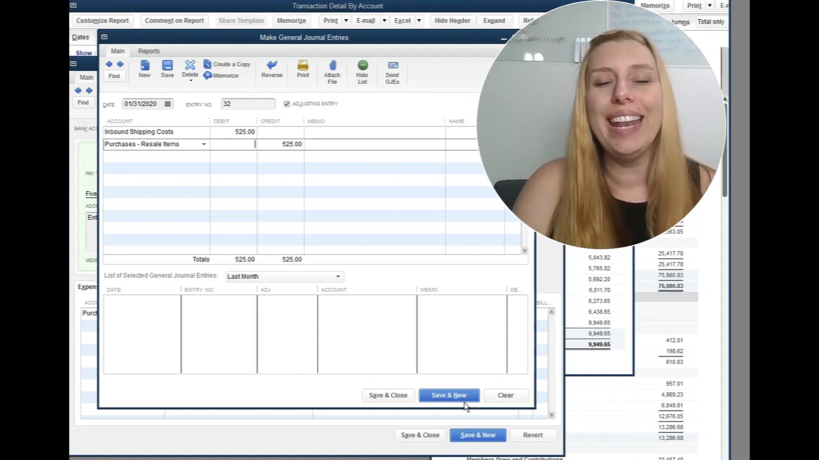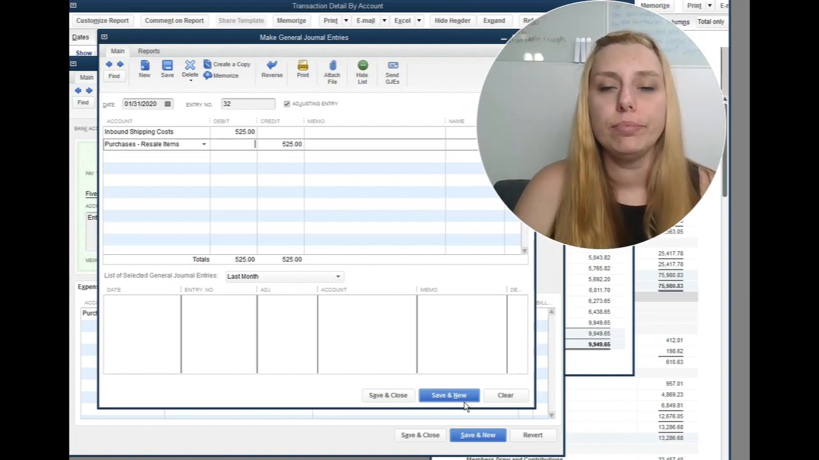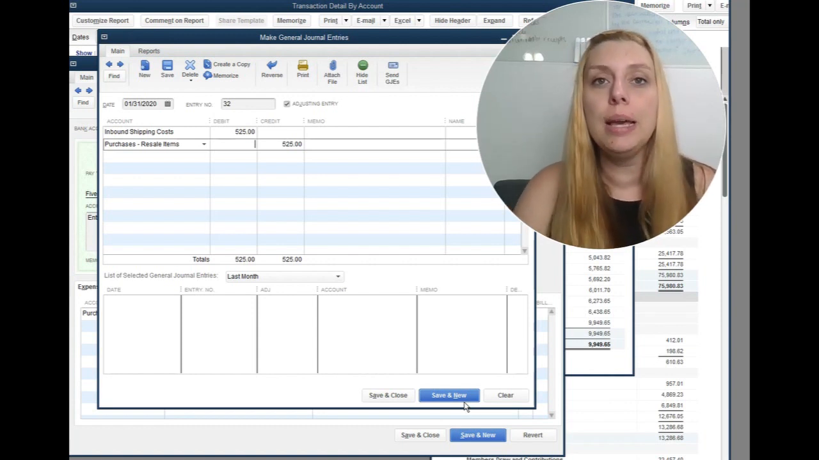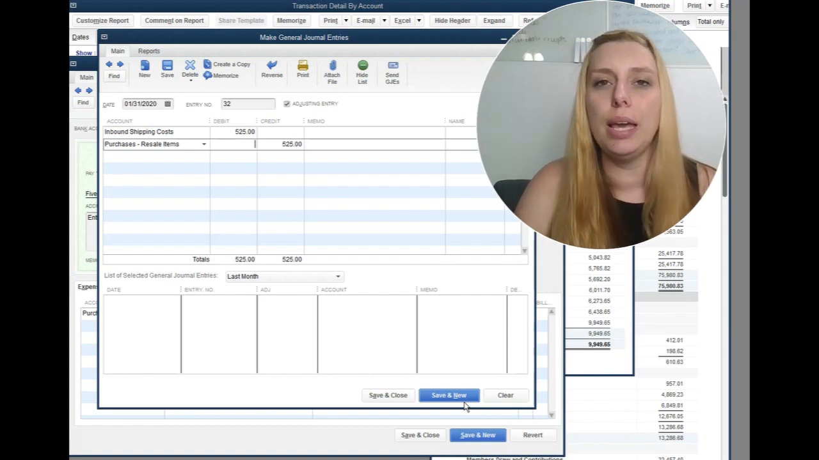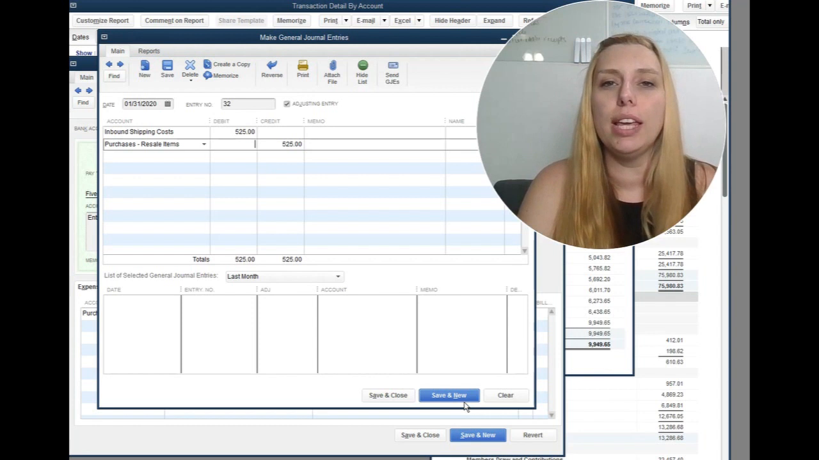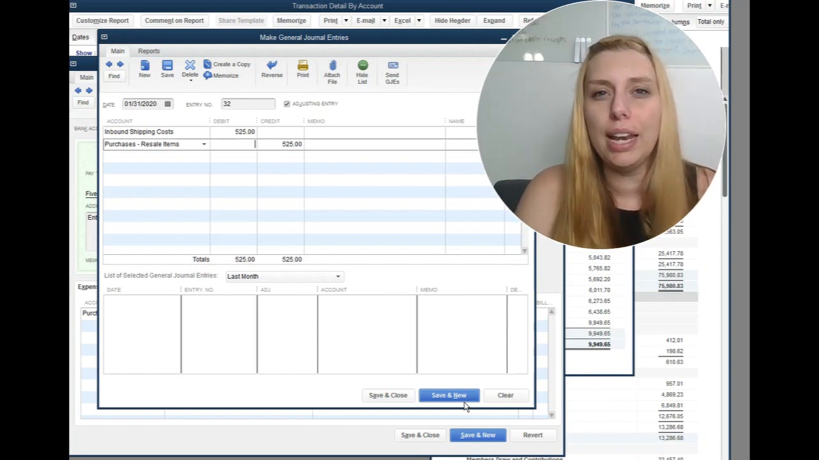And obviously it doesn't have to be perfect. It's not the end of the world if something was missed, because you're still getting a write-off. It's just sitting in purchase for resale instead of inbound shipping costs. So I just want to keep that in mind. That it is important. I understand though that you want to know your true cost.